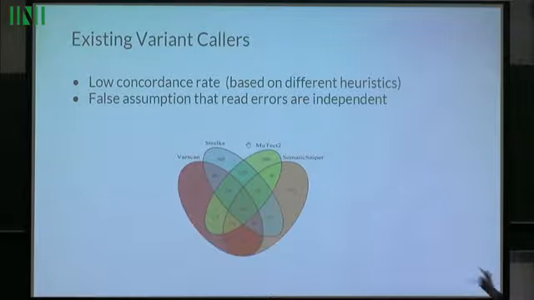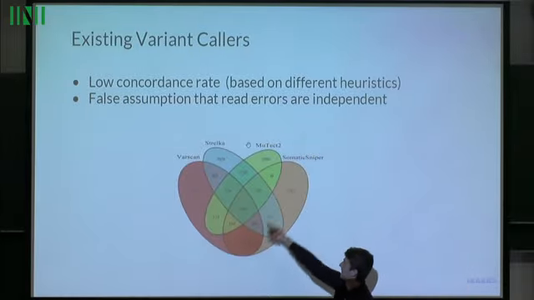And so when different tools are produced and use different heuristics, they have very different concordance rates. So the numbers here represent the number that each mutation caller has said this is a mutation. And as you can see, there's some which aren't detected by any of the other mutation callers and some which are kind of high overlap.